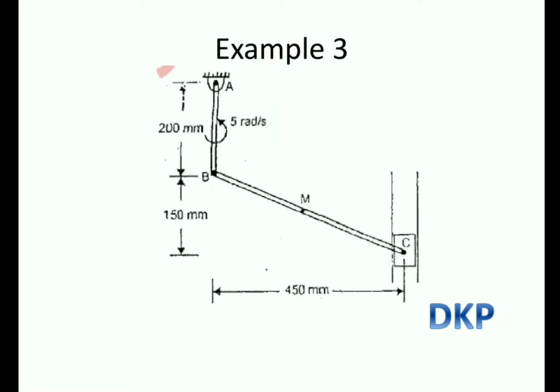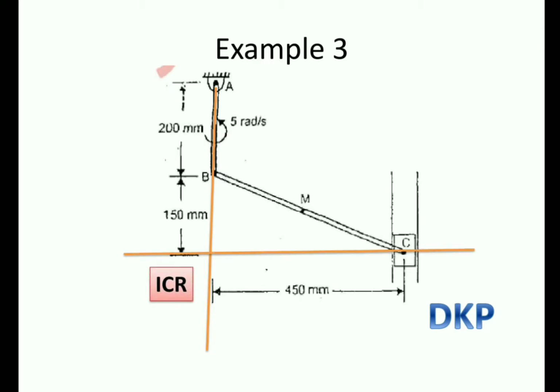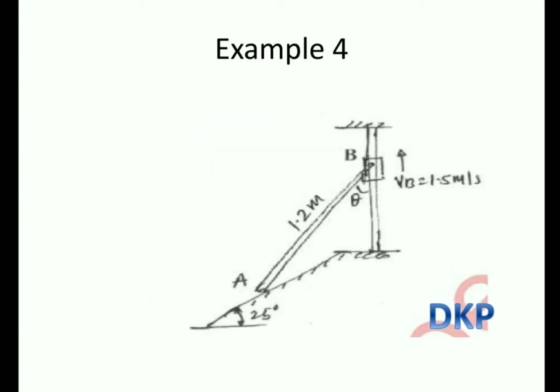Again we have an example of a slider crank mechanism. Draw the extension from the crank AB, draw a perpendicular to the slider C. The intersection is going to give us the ICR of this mechanism of connecting rod BC. Is that okay? Let's take the next example.